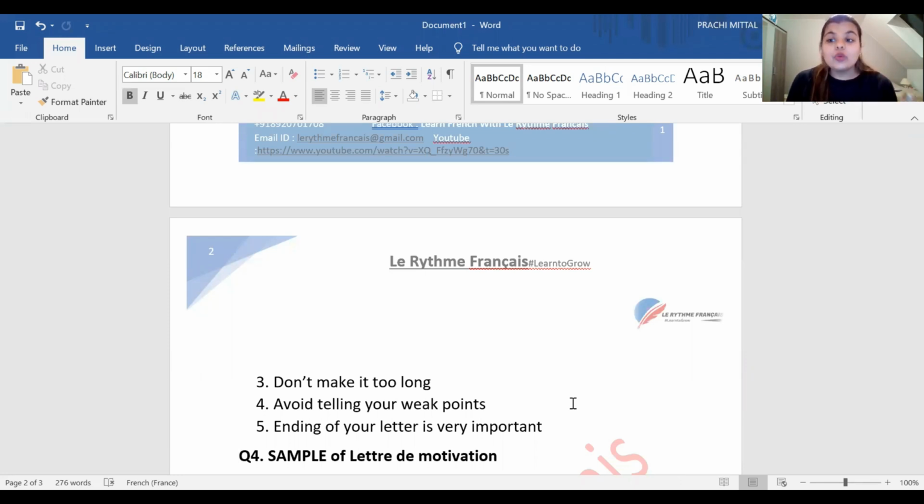Avoid telling your weak points. It is not advisable to tell your weak points. I know sometimes we feel, no, we don't have this quality, we should tell them, but no guys, avoid doing that.